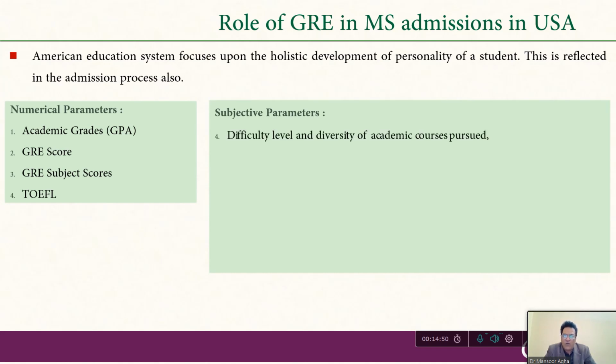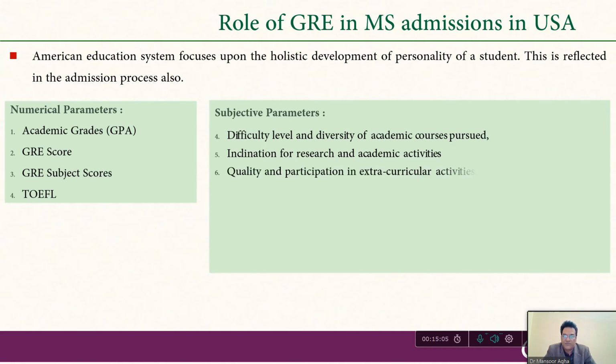Things such as what was the difficulty level and diversity of the academic courses that you pursued so far, your inclination for research and academic activities. And in case you show an inclination for research and academic activities, then this becomes the biggest star on your label as such in the admission process.